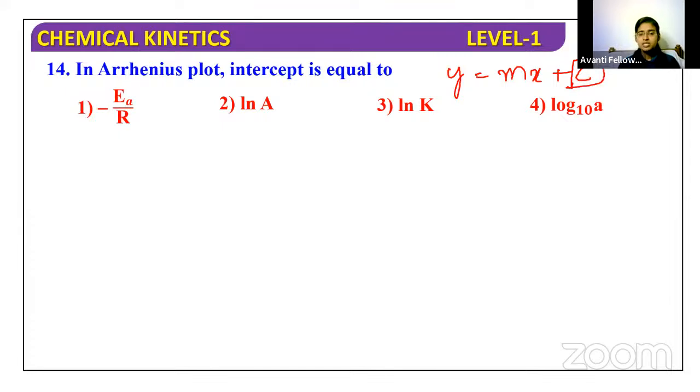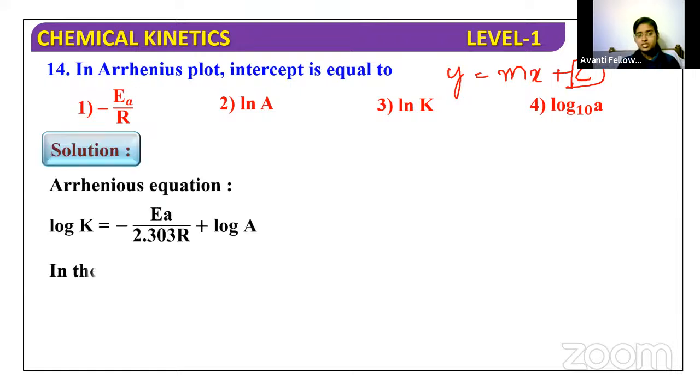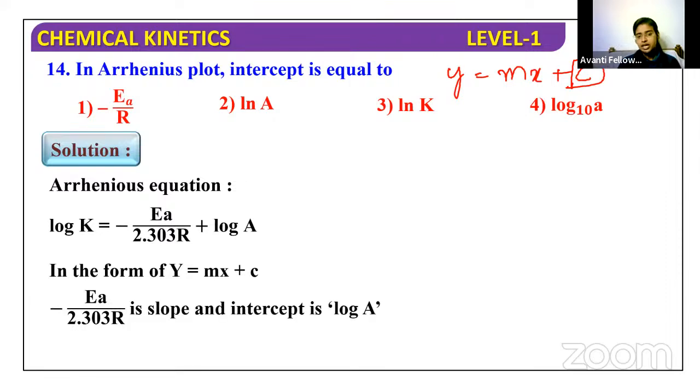So here which term is written as the intercept? ln A. This is the logarithmic form of the Arrhenius equation, and here y is equal to log k and the intercept is log A. Very good, dear students. So it is option 2.